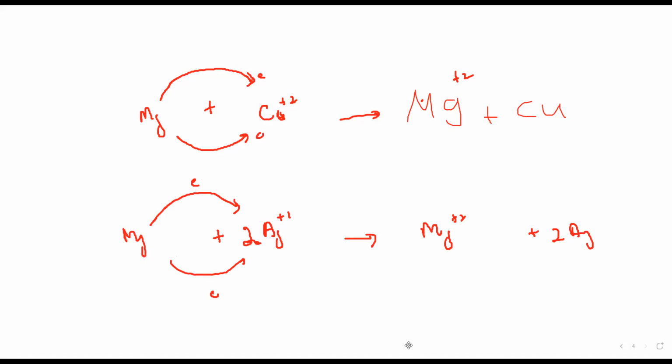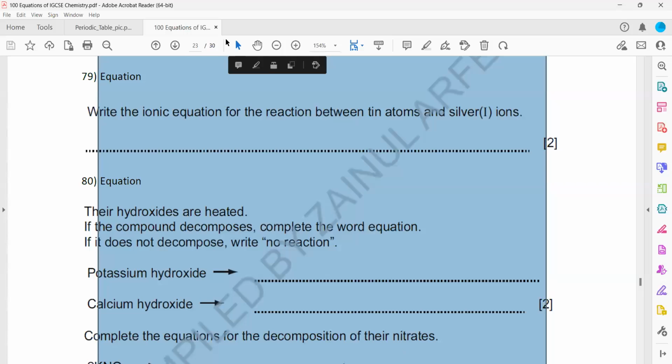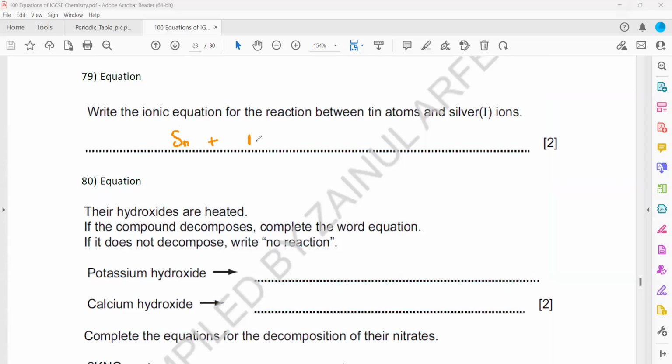So that's why here we write Sn reacting with the silver ion. How do you know the valency of tin? Actually, because I cropped these equations, but the valency of tin was given in the question. It was given that tin is +2, so you don't have to memorize that. So it will form tin 2+ and an Ag atom. But because tin is losing 2 electrons, we need 2 silver ions to take those 2 electrons.